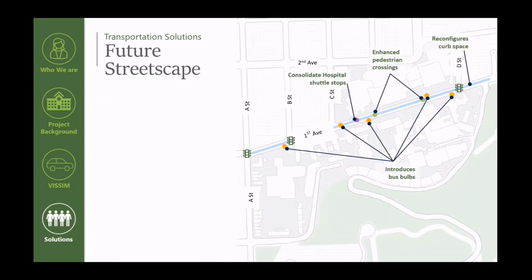And here is another great summary slide consisting of all of the treatments that we just mentioned along the major street by the new hospital, including some new bus bulbs and separated shuttle stops, installing high visibility crosswalks, and also installing new signals at those major intersections.